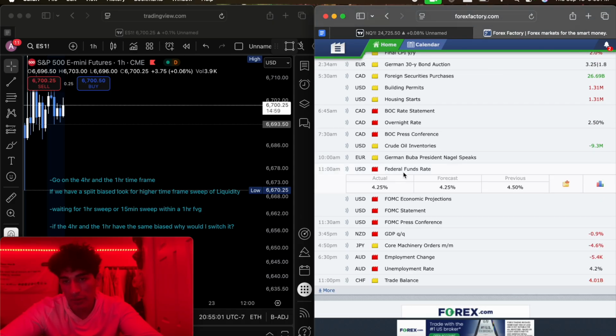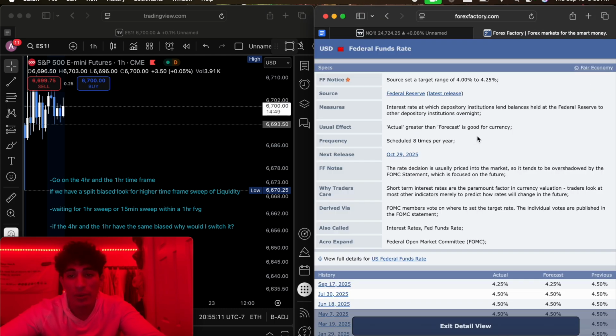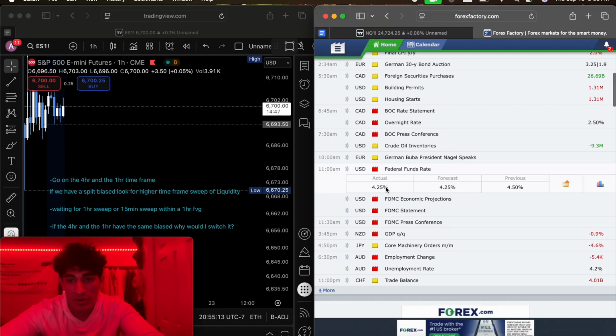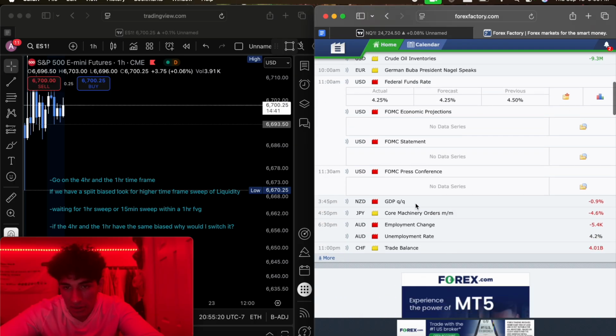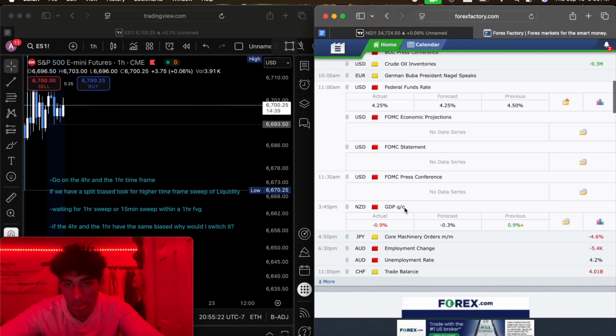Like, let's go to federal funds rate. Depending on what the document says of the newsletter, that is what is going to determine if it's either bearish or bullish news. So actual greater than forecast is good for currency. All right, so actual greater than forecast. This was basically just the prediction or whatever. Let's go on a different one.